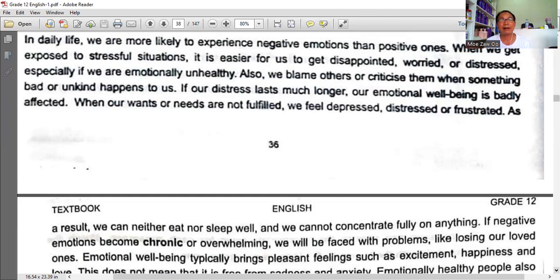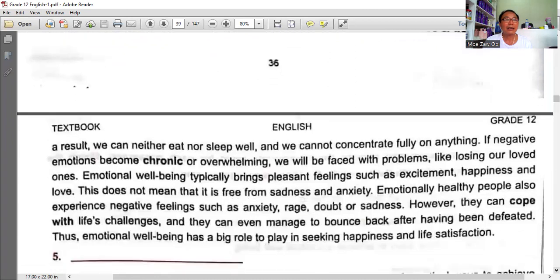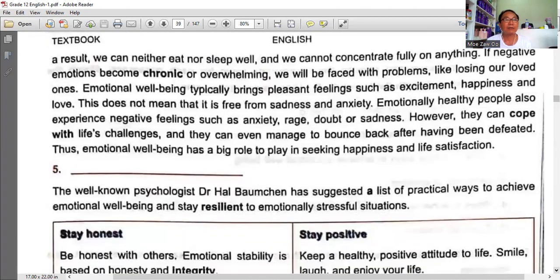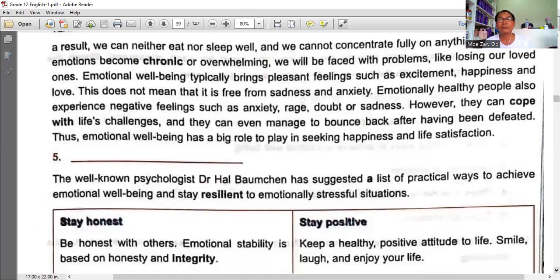especially if we are emotionally unhealthy. Also, we blame others or criticize them when something bad or unkind happens to us. If our distrust lasts much longer, our emotional well-being is badly affected. When our wants or needs are not fulfilled, we feel depressed, distressed, or frustrated. As a result, we can neither eat nor sleep well, and we cannot concentrate fully on anything. If negative emotions become chronic or overwhelming, we will be faced with problems like losing our loved ones.